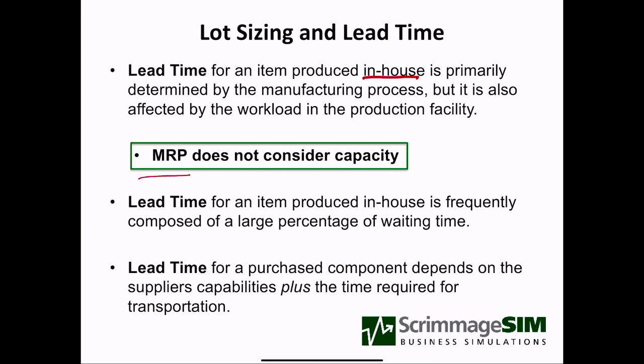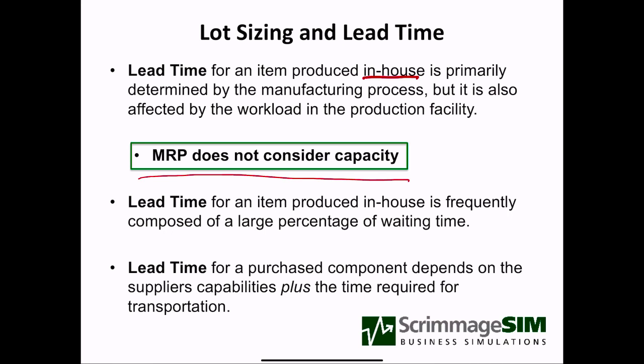MRP does not explicitly consider capacity. Again, there are capacity planning tools that can be implemented, but many companies do not get to that level of sophistication. So what happens is the material planner should have an understanding of how busy the facility is and make adjustments to the order release times based on their understanding of capacity in the situation.